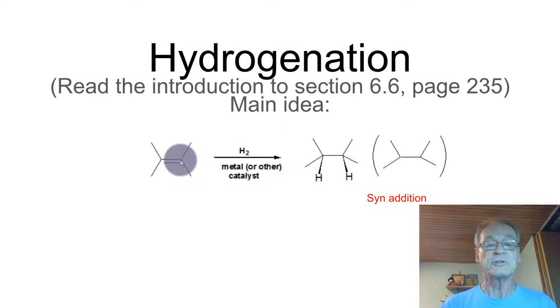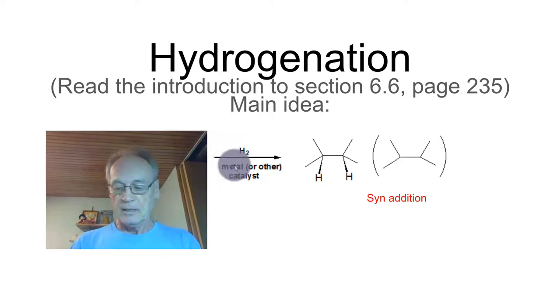It's a very slow reaction unless you add a catalyst. There are a variety of different catalysts that can be used. Literally hundreds of them have been developed. The simplest ones are certain metals, like, for example, nickel, platinum, palladium. Those are the most common ones. There are many others as well.